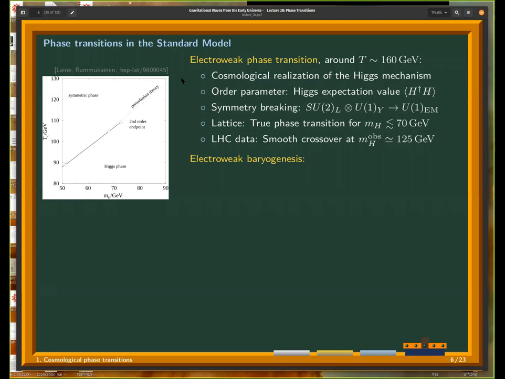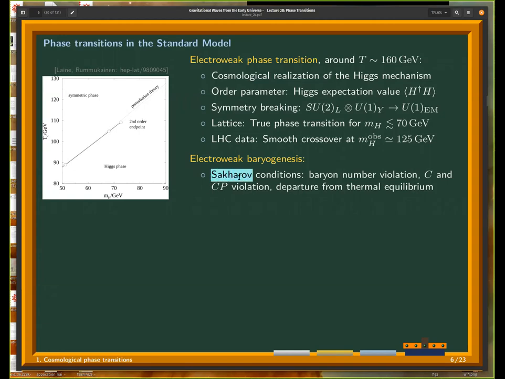And another motivation for a first order electroweak phase transition would also be electroweak baryogenesis. So that refers to a scenario where you can create the baryon asymmetry or matter-antimatter asymmetry in the early universe during the electroweak phase transition. Typically, such scenarios of baryogenesis require one to satisfy the three Sakharov conditions. So to create a baryon matter-antimatter asymmetry, you need to violate baryon number, charge invariance, charge parity invariance, and you need to have a departure from thermal equilibrium. You require some out of equilibrium process.